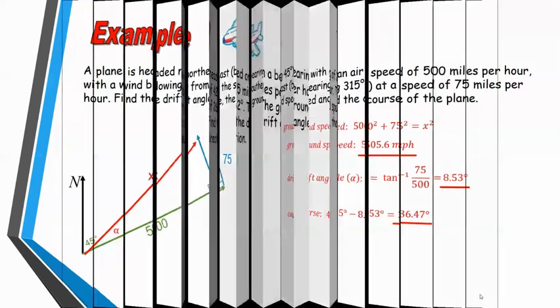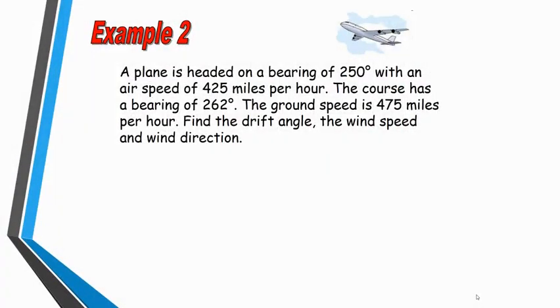Let's take a look at one more example here, which is a plane that is heading on a bearing of 250 degrees with an airspeed of 425 miles per hour. The course has a bearing of 262 degrees. The ground speed is 475 miles per hour. Again, we will find the drift angle, the wind speed, and the wind direction. So this is a little bit different since we are given where we are starting and where we are ending. We want to find the wind, which is causing the effect of that.